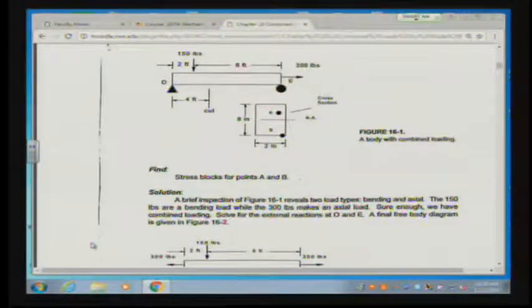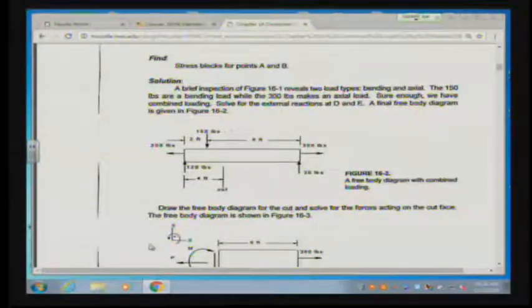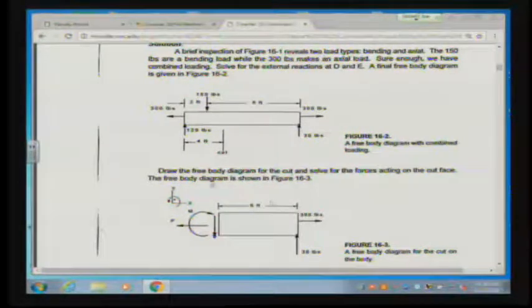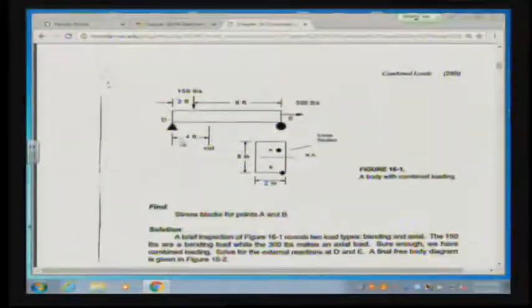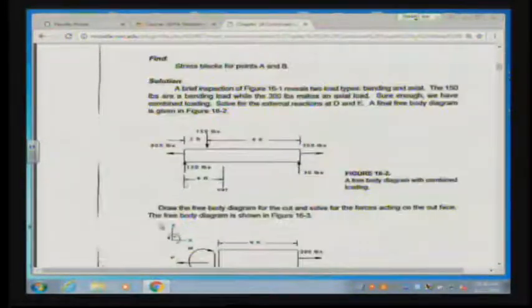All right, so here's my solution. Now that he cuts it, he also likes to cut it the opposite way. I always like to cut from the left to the right. He likes to do it the opposite way. It's equally valid. But the first thing we do is statics, and we find that the reaction here at point D is 120 pounds. The reaction here at point E is 30 pounds.